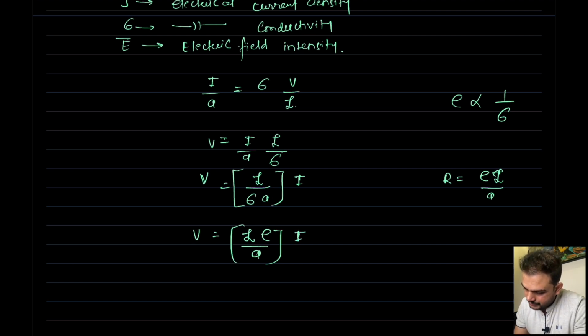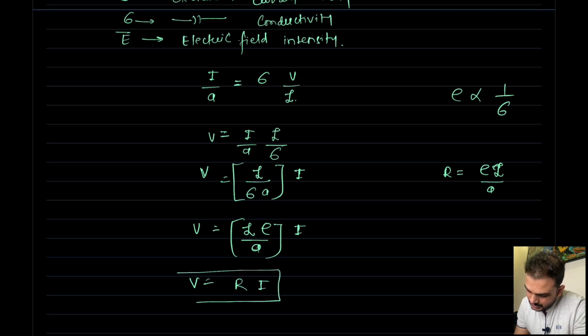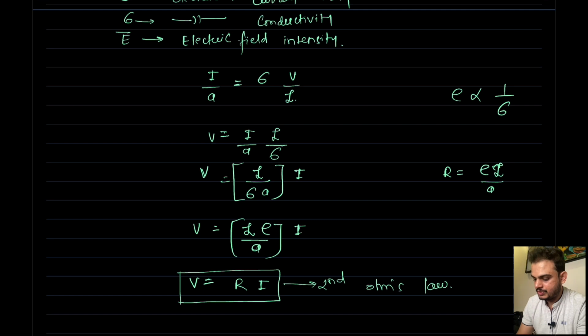I have written this rho from this relation, because here we have sigma and here we have rho, which have inverse proportionality. 1 by sigma is rho. So we know that the resistance formula is rho L by A, and here also rho L by A. So this is V is equal to R into I. This is nothing but the second Ohm's law, which we will use in electric circuits.